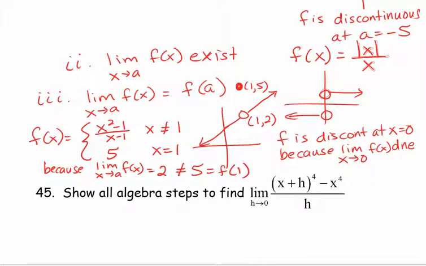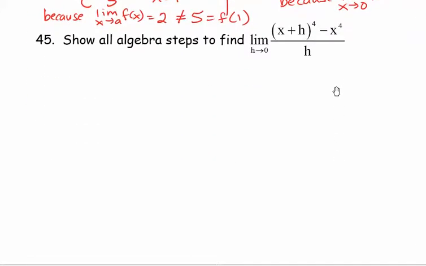So there's our counterexample for part 3. All right, 45, we're getting there. How can we clean this up? If we let h go to 0, do you see if h becomes 0, we'd have x to the 4th minus x to the 4th over 8 over 0. So 0 over 0 if we did direct substitution.